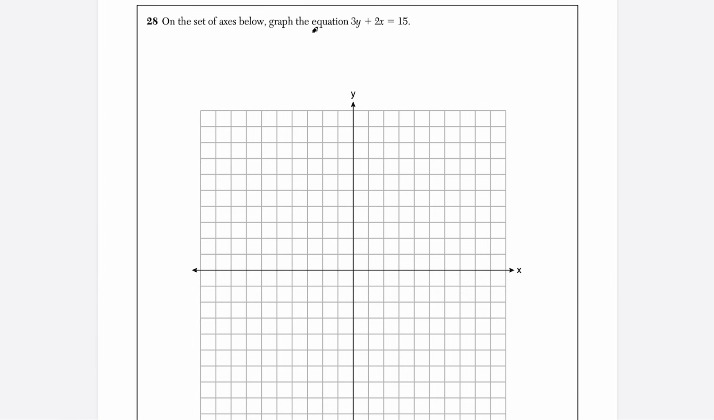Question 28, the first thing we want to do is graph this equation on the set of axes below. So we have a linear equation here, and what I like to do for questions like this is get it in the form of y equals mx plus b. Okay, so we could solve this equation for y.